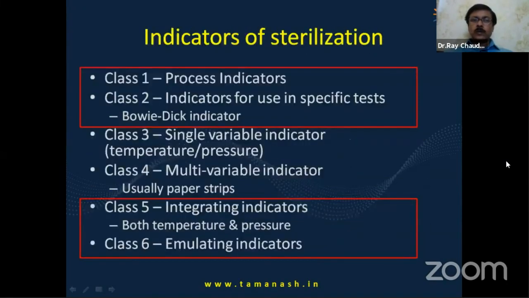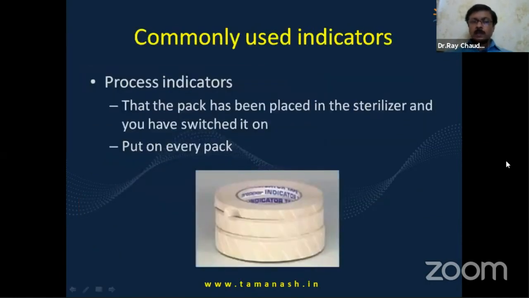So for indicators, there are class 1 to class 6 indicators, of which we commonly use class 1, class 2, class 5 and class 6. So what are these? Class 1 indicators are process indicators, which means that the pack has been placed in the sterilizer and you have switched the sterilizer on. So heat has reached the package. So this is a process indicator and it must be used in every pack.